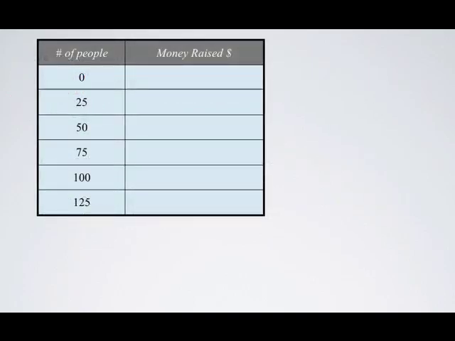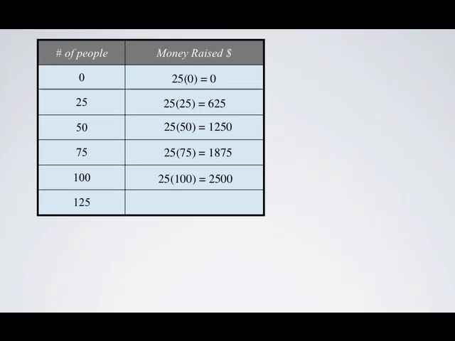So, here we have a table of values, with the number of people in the independent column and the money raised in the dependent column. For 0 people, you'd have 25 times 0, or $0. For 25 people, you would have 25 times 25, or $625. For 50, you would have 25 times 50, or $1,250. For 75, you would have 75 times 25, or $1,875. For 100, you'd have raised $2,500.